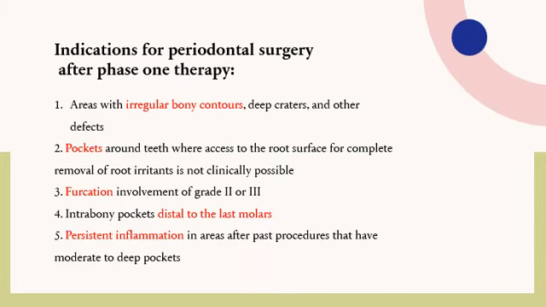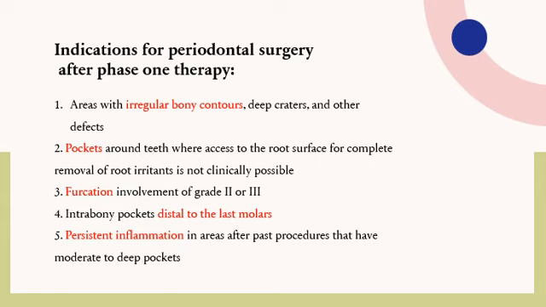Indications for periodontal surgery after phase 1 therapy include the following. The first one is when the area has irregular bony contour, deep craters, or other bony defects that need to be accessed by flap surgery. The second one is when we have deep remaining pockets after phase 1 therapy that are not clinically accessible, neither for the patient nor for us.